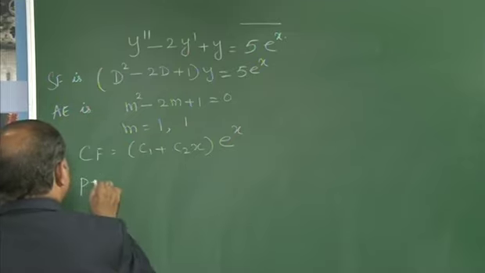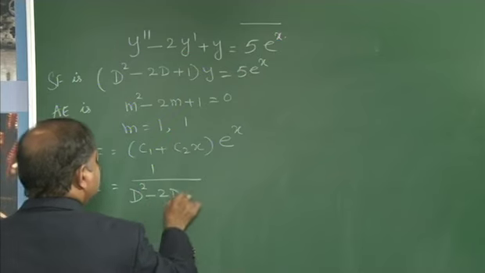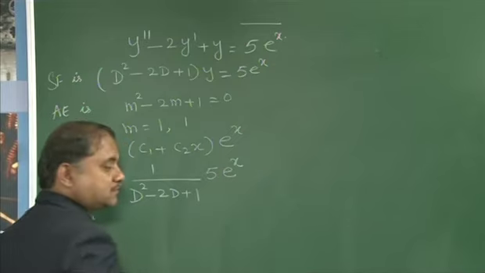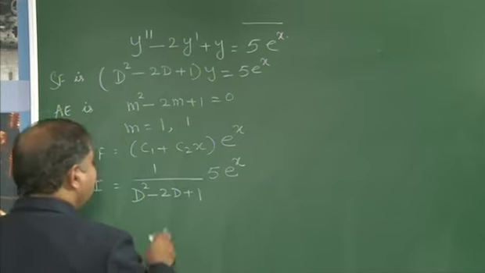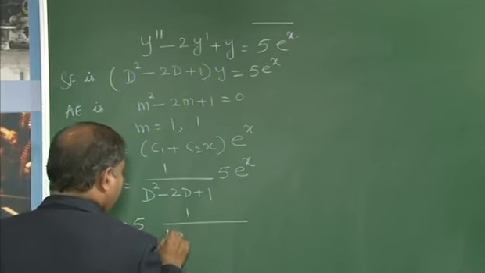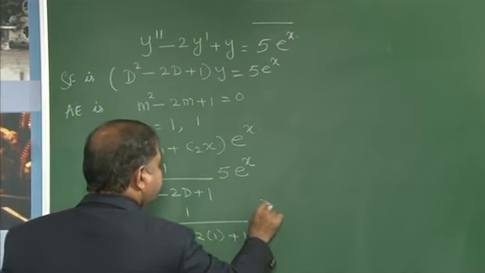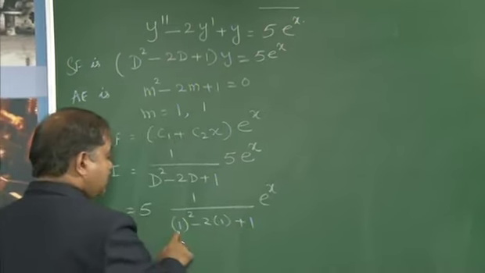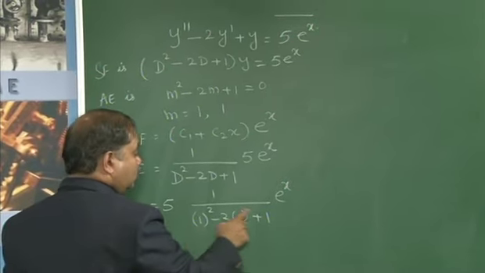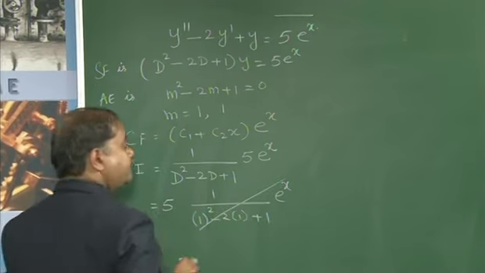Particular integral: 1 by D square minus 2D plus 1, times 5 e power x. Now replace D by the value 1: 5 aside 1 by 1 square minus 2 into 1 plus 1. See here, 1 plus 1 is 2, minus 2 is 0. So do not consider it.